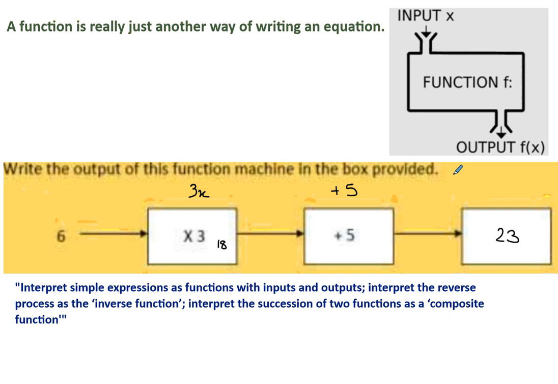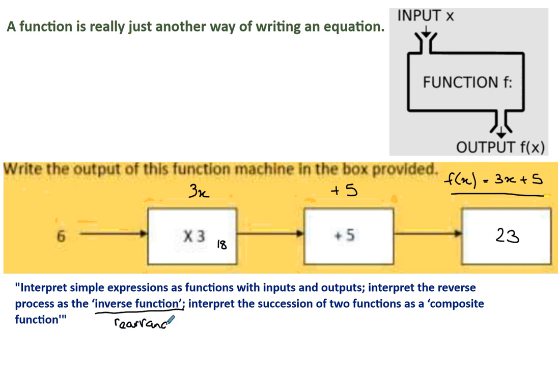So f of x would be 3x plus 5. Okay, as easy as that, yeah? It just sounds difficult when you think about functions, GCSE, but that's it at its basic. So we just have to interpret simple expressions as functions with inputs and outputs, and interpret the reverse process as the inverse function. Now, the inverse function is just rearranging the subject, yeah?